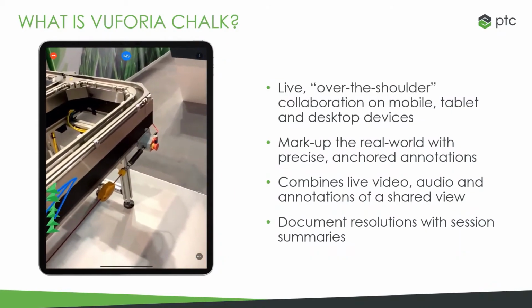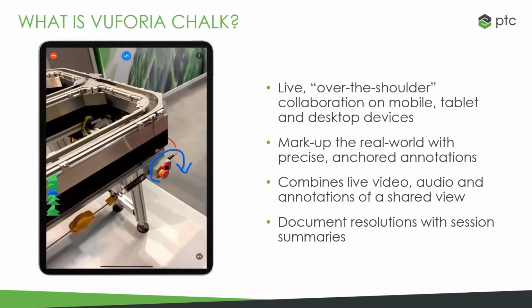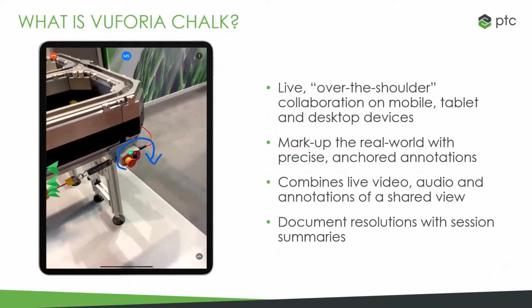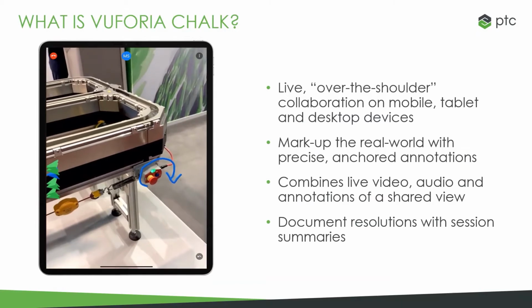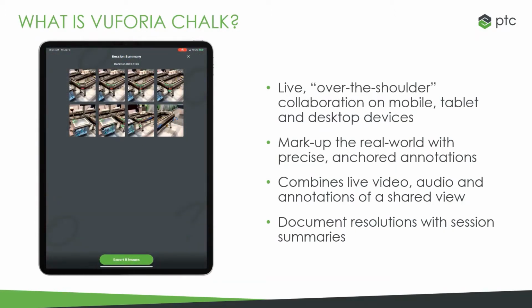When Mark moves over, support draws a second arrow, indicating that the red button has to be rotated to the right. Mark does as instructed, and the machine starts working. After he is finished, he gets a report of images of the annotations that got drawn, which you can export.